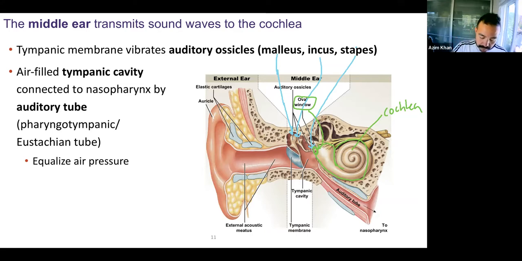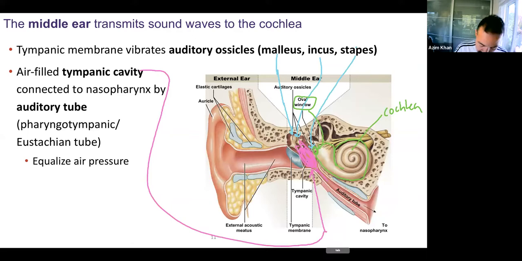In the outer ear, this space in the external acoustic meatus is just filled with air. This space here as well is also filled with air. Do you see my pink right here? This is an air-filled tympanic cavity. What's interesting about this tympanic cavity is that it's connected to your throat. It's connected to your pharynx.